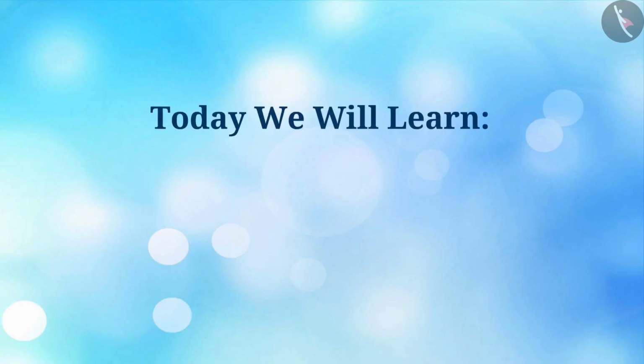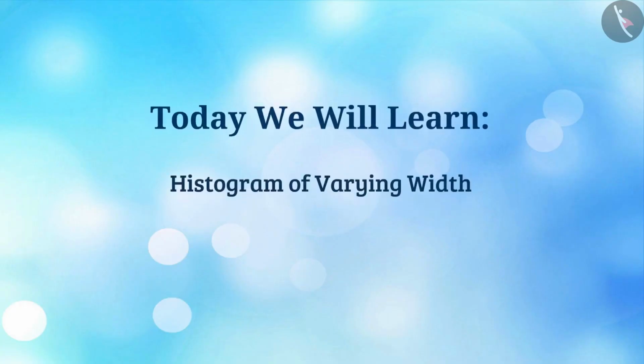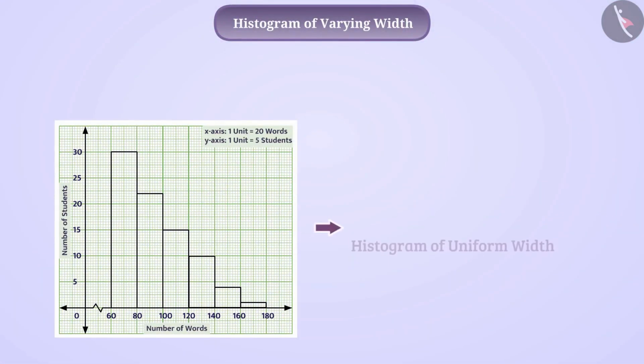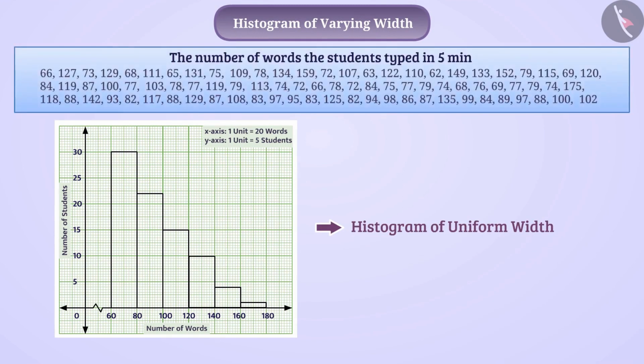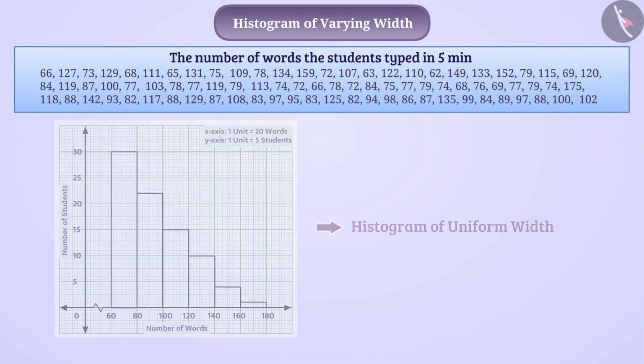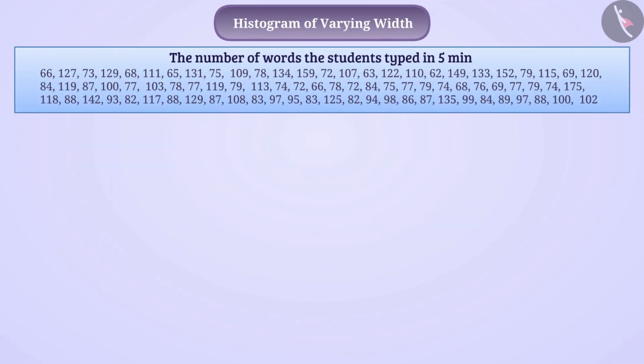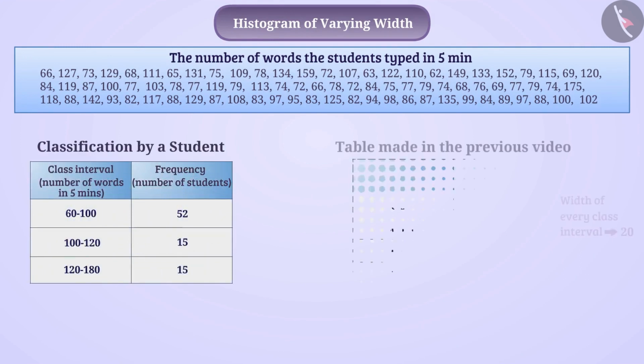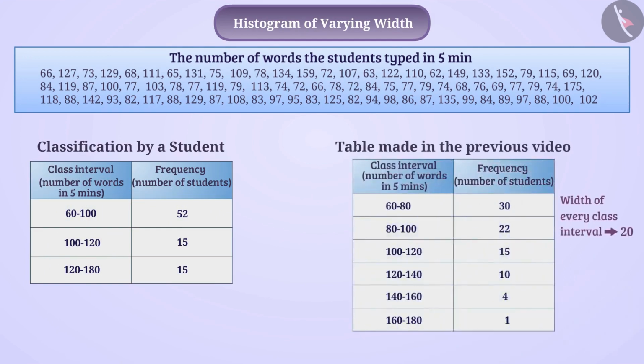Today we will learn about histogram of varying width. In the previous video, we learned about the histogram of uniform width, in which we represented the number of words the students typed in 5 minutes as histogram of same width. Suppose a student classified these data in this way. Is the table the same as the one made in the previous video?